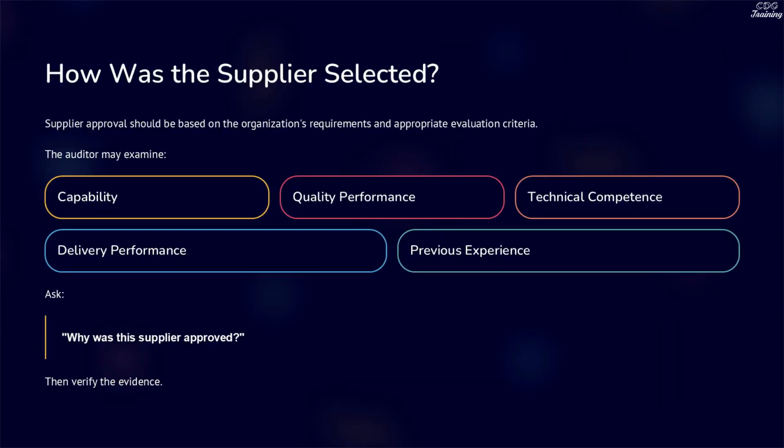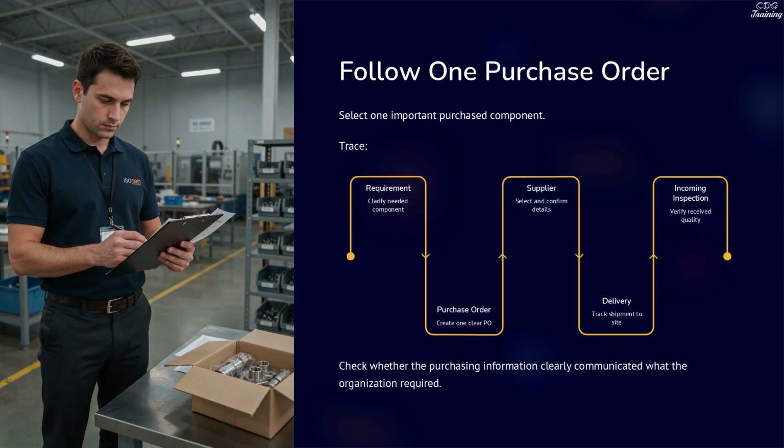Supplier approval is crucial and should align with your organization's requirements. The auditor examines capability, quality performance, technical competence, delivery performance, and previous experience to answer, why was this supplier approved? Trace a single purchase order to ensure clarity in requirements, supplier details, and delivery quality.